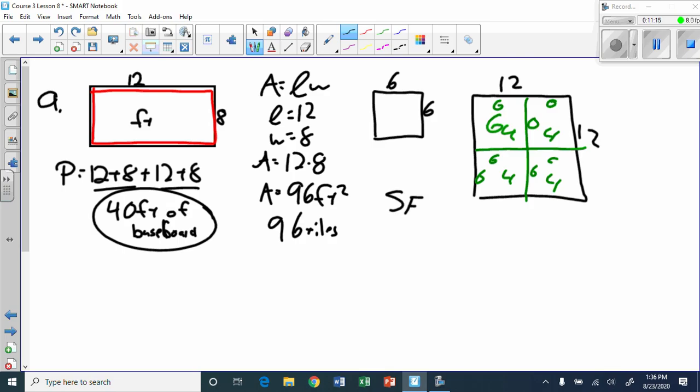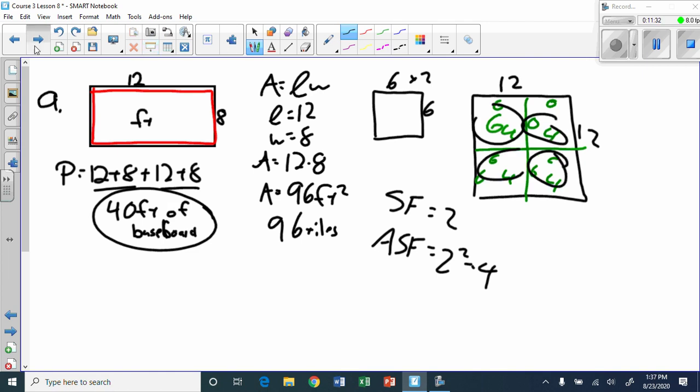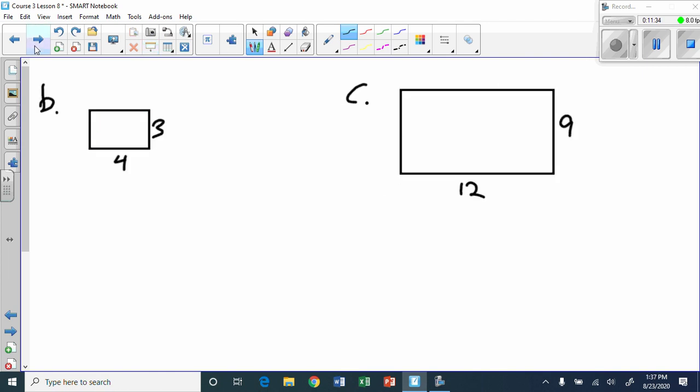Here's a hint to one of your other ones. If the scale factor is 2, my area scale factor becomes 2 squared, which is 4. So to go from 6 to 12, we multiply this side by 2. So the area has to be multiplied by 1, 2, 3, 4. Interesting as we look. That kind of comes to this one right here.